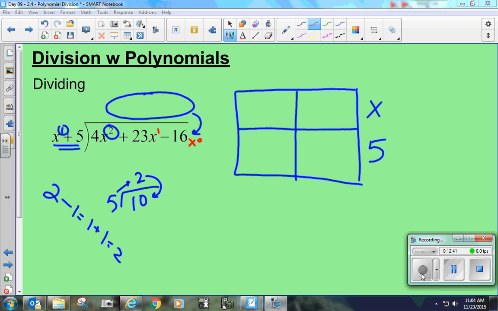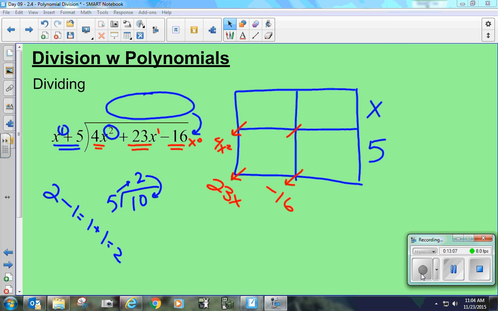So this corner gives me the first one, 4x squared. When I combine these two, that should give me my next one, 23x. And this last one, there's only one box. It should give me negative 16. We will start top left and work our way back. If you want to do long division, again, go ahead. That's fine. But I want to show you an example where we might get a remainder. This has to be 4x squared.